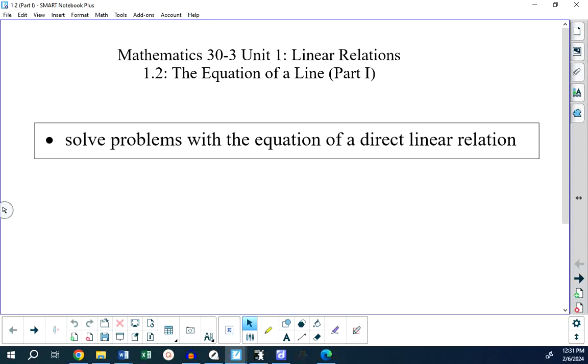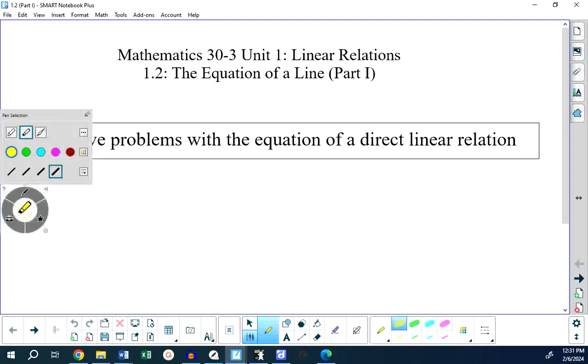So the lesson we're doing today, this is on page 6 of your unit handout, is called The Equation of a Line, Part 1. And Part 1, everybody, is going to be dealing with direct linear relations, and then tomorrow we'll look at the equation of a line for partial.